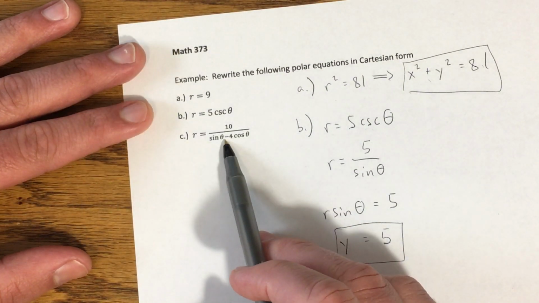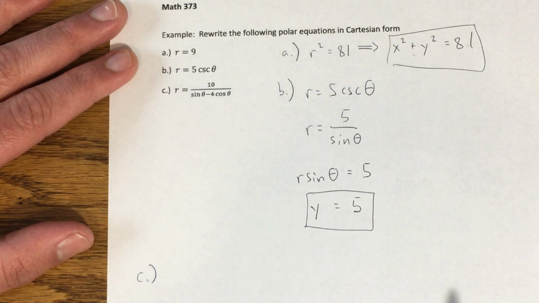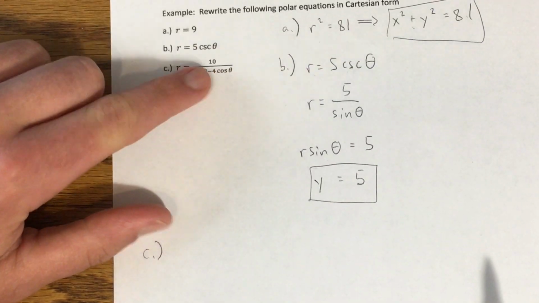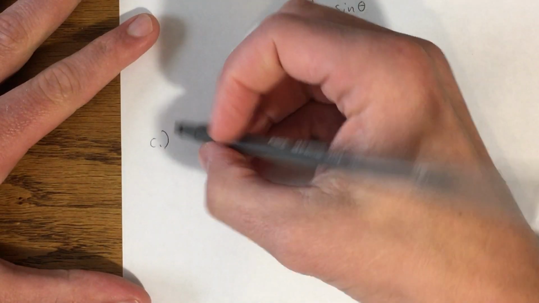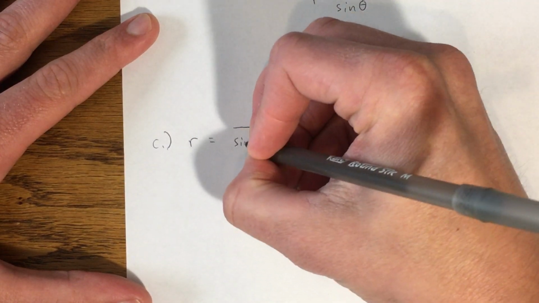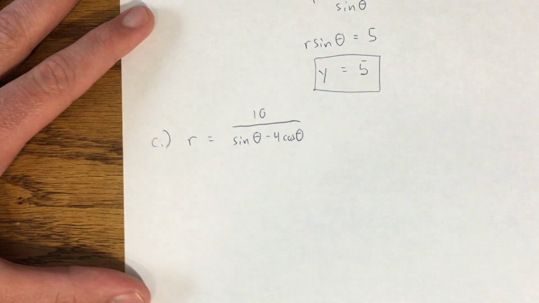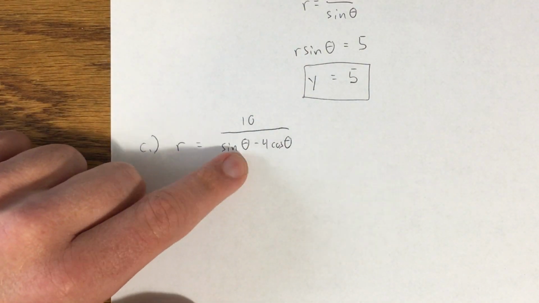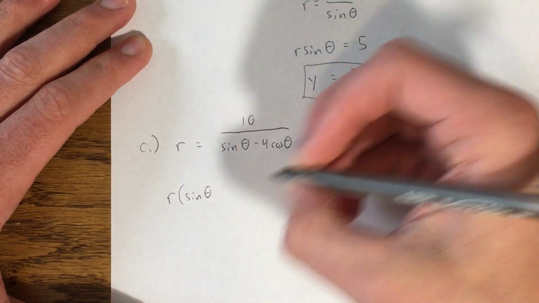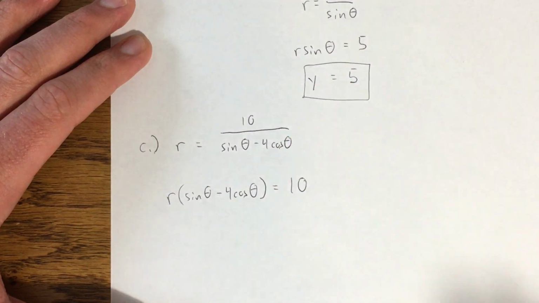C has a complicated looking expression, but it looks similar to what we got for C in the previous example after converting from rectangular to polar. So I'm expecting something kind of similar. I'm expecting this to look like the equation of a line. Okay, so let's start with r equals 10 over sine of theta minus 4 cosine of theta. I'm going to multiply both sides by this denominator. R times sine of theta minus 4 cosine of theta equals 10.